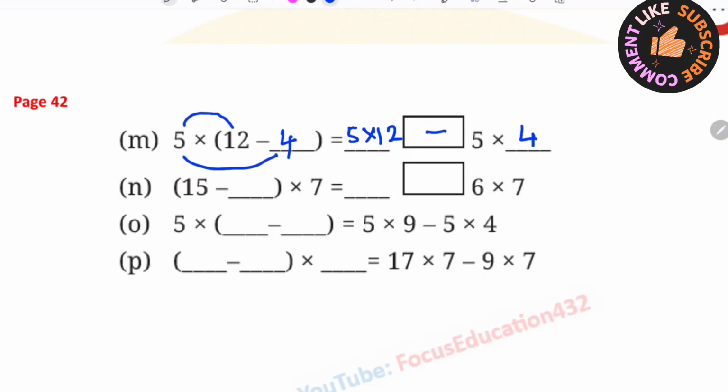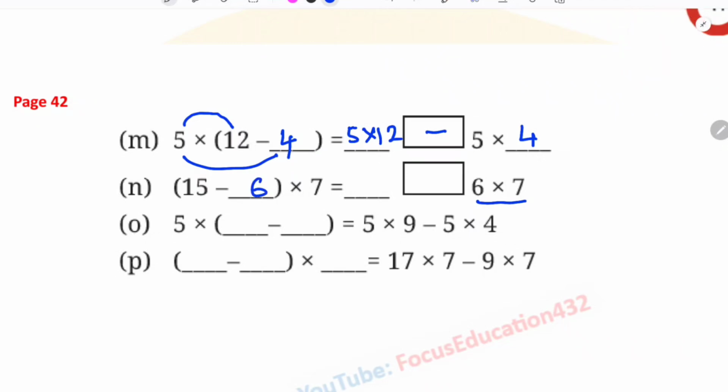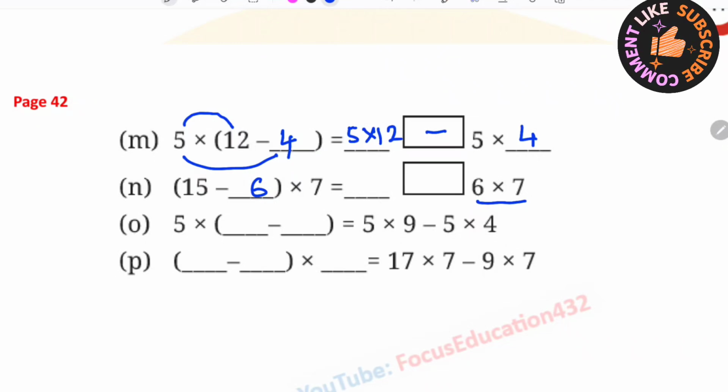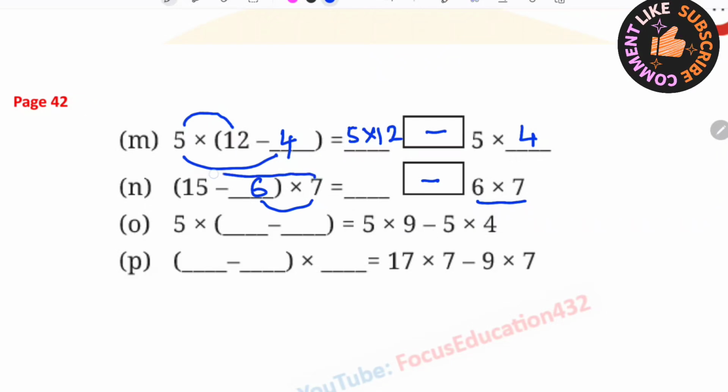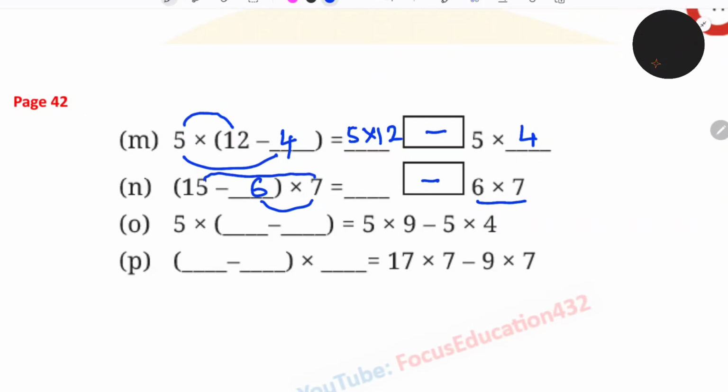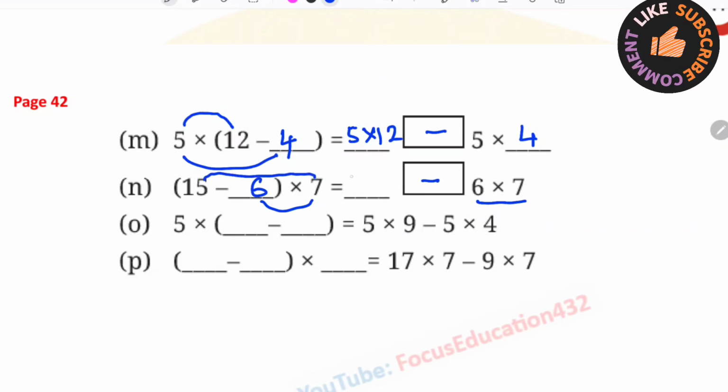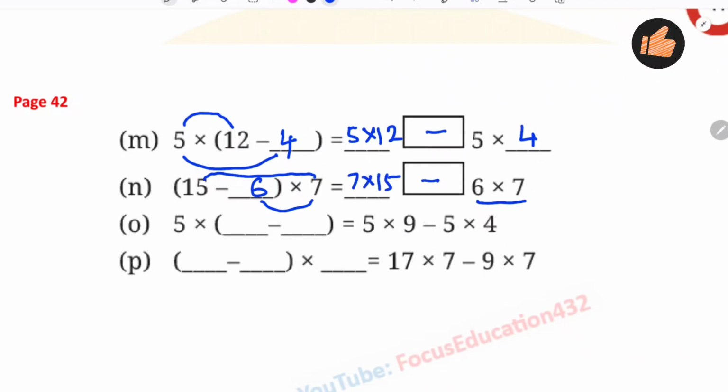Then you are having 6 multiplied by 7, given to us. So here the next number will be 6. So 15 minus 6. So 6 multiplied by 7 is given here. This part is given to us. So in the middle you are having minus. Then what about the other part? 7 multiplied by 15.